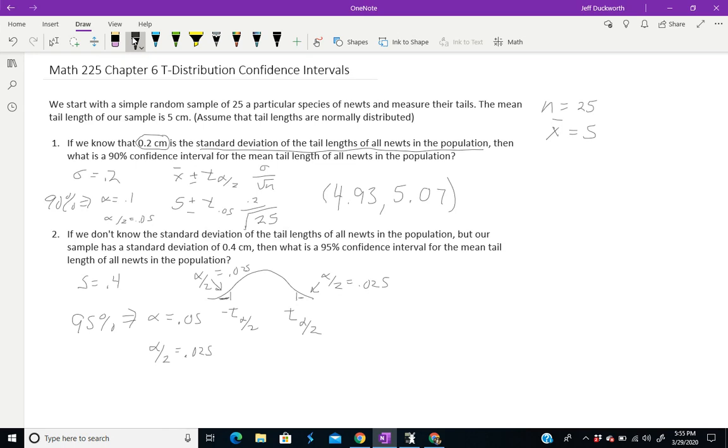The only change that we have here in our inputs for the formula, so we have 5 plus or minus T, in this case 0.025 or 0.975 if you prefer. We don't have sigma, but we have S, which is again an estimate, which is 0.4 this time, and our N is still 25. Okay, so that's what we have, and let's see what we can do here with the calculator.